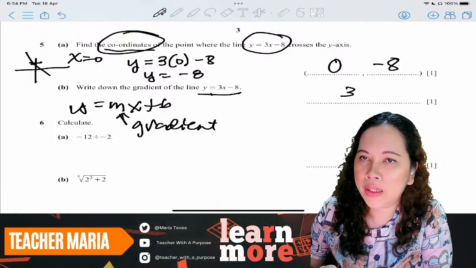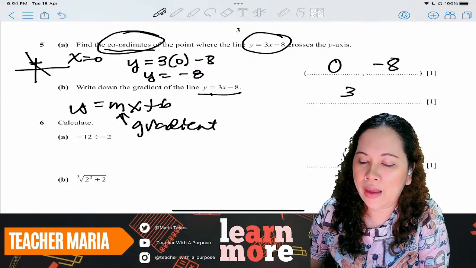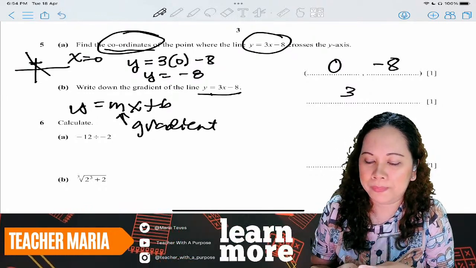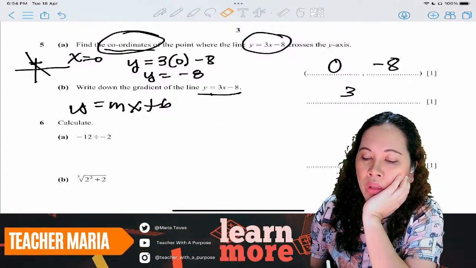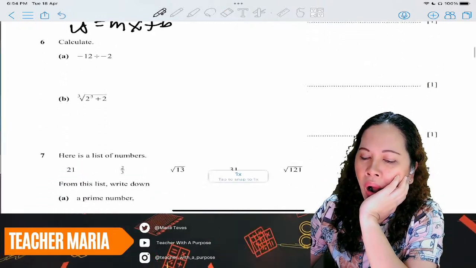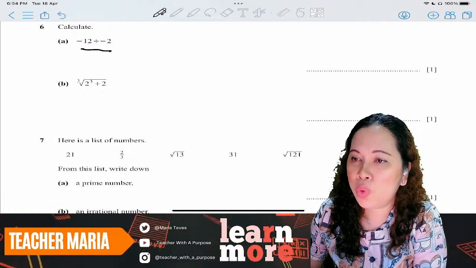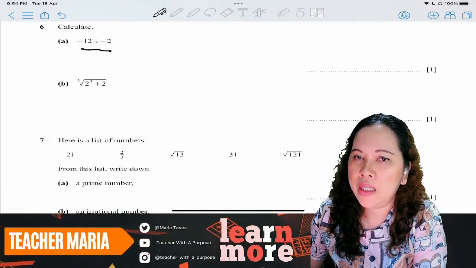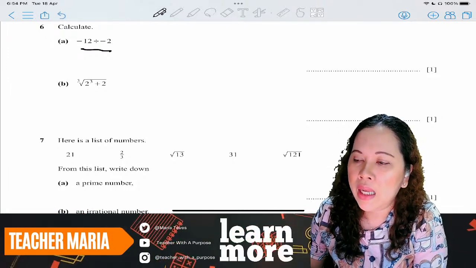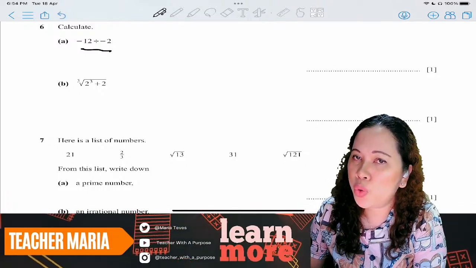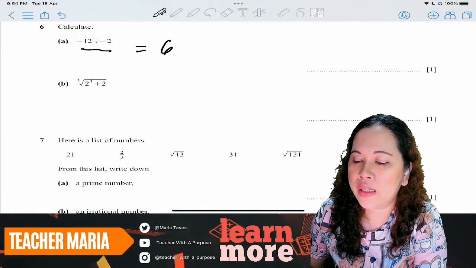Okay. So the next question that we have here is to calculate negative 12 divided by negative 2. So, of course, a negative divided by a negative becomes positive. And how many twos are there in 12? There are six twos in 12. So all you need to do is write 6.